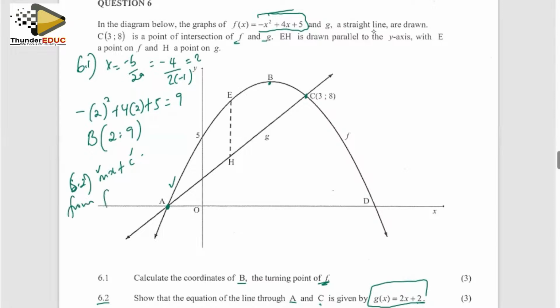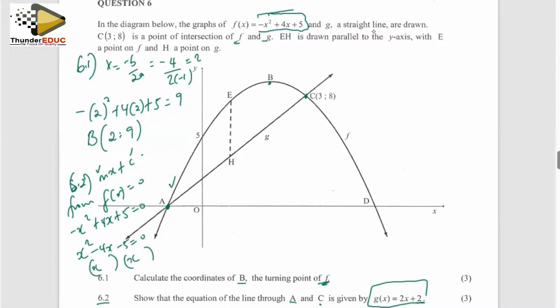Okay, so from f of x, I'm going to equate it to 0. So it's going to be -x squared plus 4x plus 5 is equal to 0. Divide through by -1: x squared minus 4x minus 5 is 0. Let me factorize this.